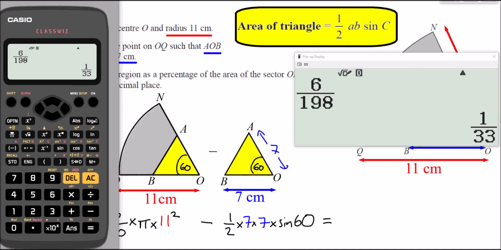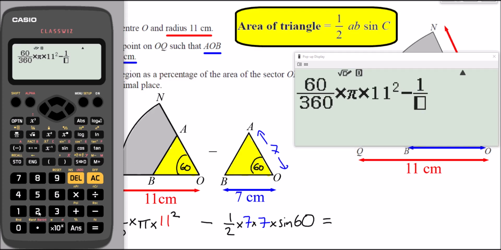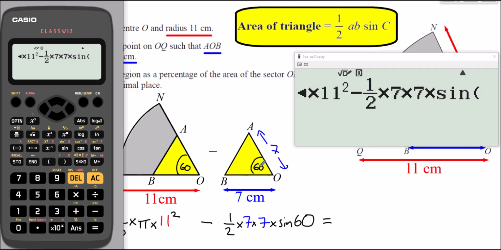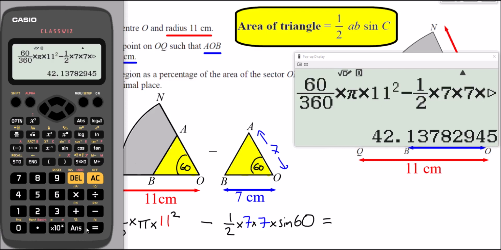So, step by step, this one here, it's 60 degrees out of a full 360. So it's that fraction of shift pi times the radius of 11 squared. Then I'm going to subtract away the area of this triangle, which is 1/2 multiplied by 7 multiplied by another 7 multiplied by the sine of the angle in between those two sides. Close brackets, press equals. We get 42.1378.